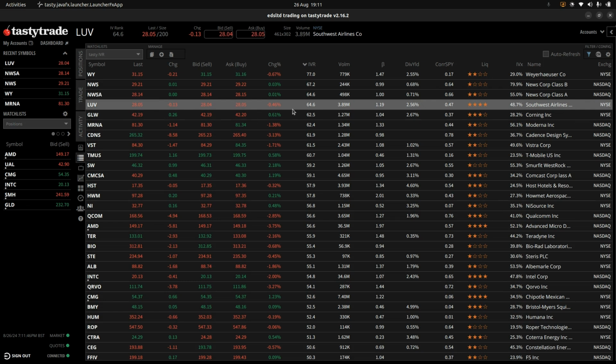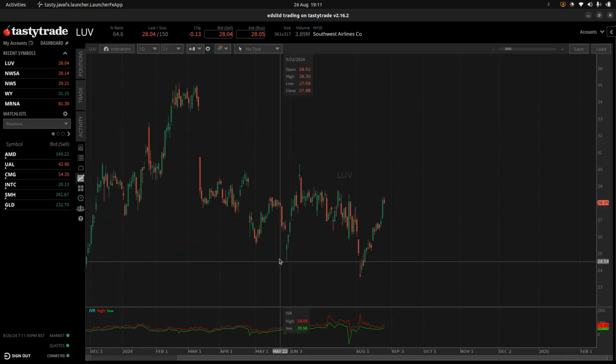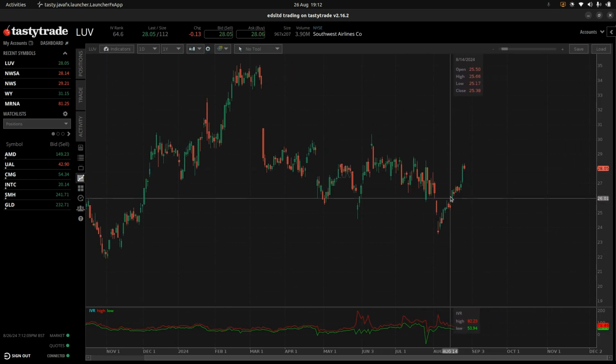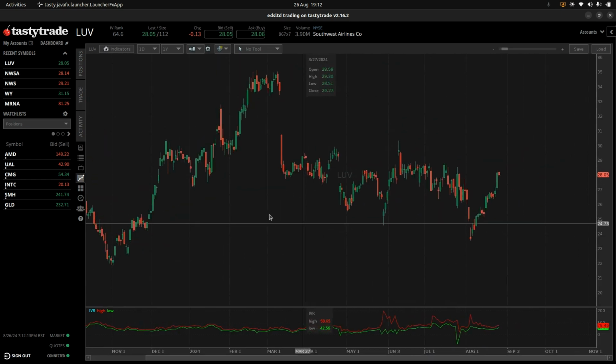We've got Southwest Airlines. We could see if we can put a position on the Southwest Airlines. It has an IV rank of 64.6. If we have a look at the chart, as you can see here, it's kind of had a steady IV rank-ish. There's not too many big fluctuations there, although it is on the higher end right now, and we can see that price has had a sharp move to the upside in recent times.